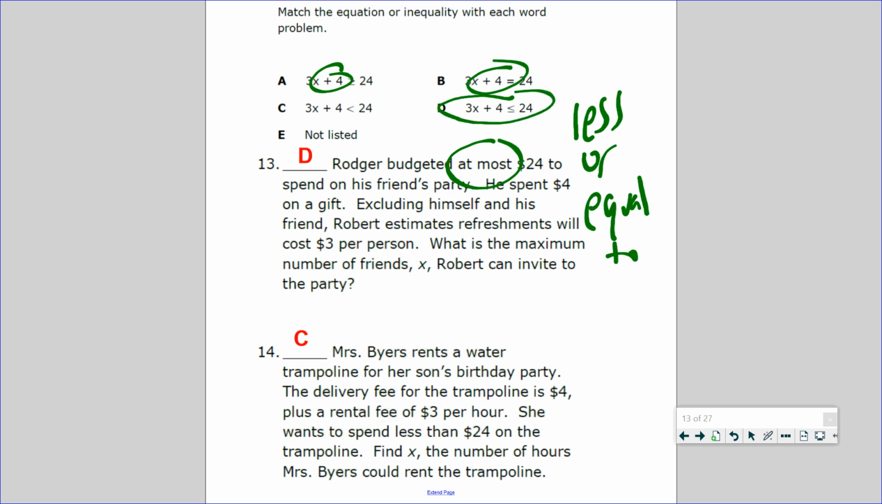And Mrs. Byer rents a water trampoline for her son's birthday party. The delivery fee for the trampoline is $4 plus 3 times the hour. And less than 24. She wants to spend less than. So C is the answer.